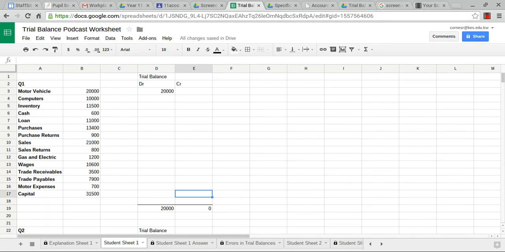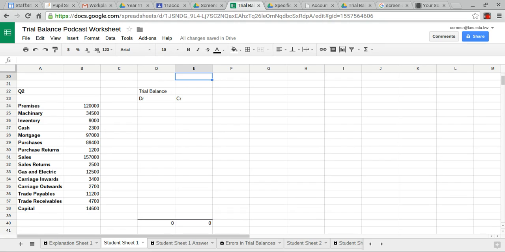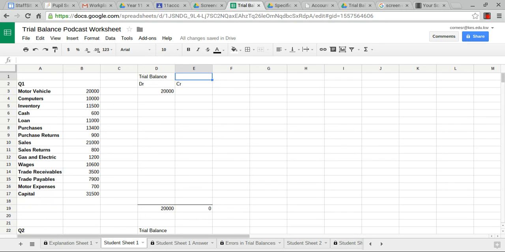What you need to do is to put all the figures into the correct place. If it doesn't balance, see if you can work out why, for question 1 and question 2, you've got a difference. What I'd suggest is that you pause this podcast now, go through and do the two questions. You've got an answer sheet there to compare your answers if you're having a problem, and then come back to it and we'll look at the next topic, which is when the trial balance doesn't balance and therefore there's an error.